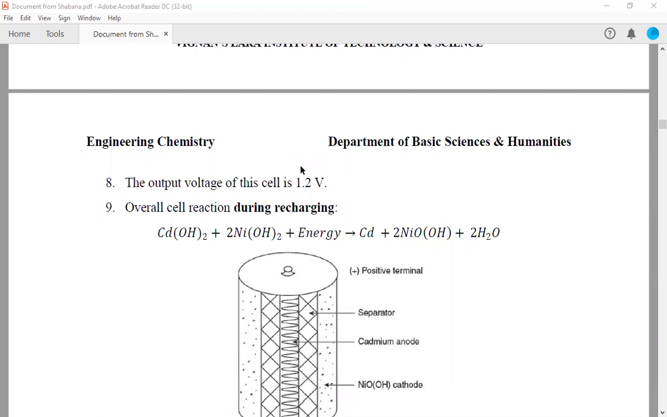During recharging, as I already told, the reaction goes from right to left. See here, this cadmium hydroxide reacts with the nickel hydroxide, with the liberation of some energy, that gives rise to cadmium along with the formation of nickel oxide hydroxide and water molecules.